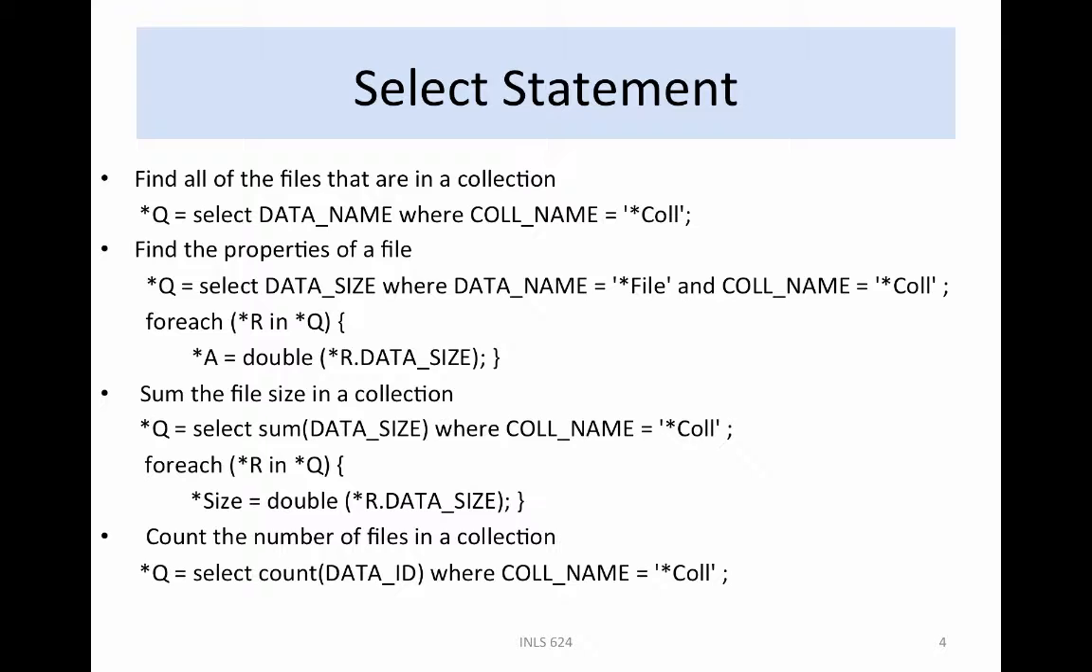A query that sums the sizes of the files in a collection is *Q = select sum(DATA_SIZE) where COLL_NAME = '*coll'. The total size is returned in the result structure in the same position as the persistent attribute variable is located. To count the number of files in a collection, *Q = select count(DATA_ID) where COLL_NAME = '*coll'. In this case, the number of files should be converted to an integer workflow variable.